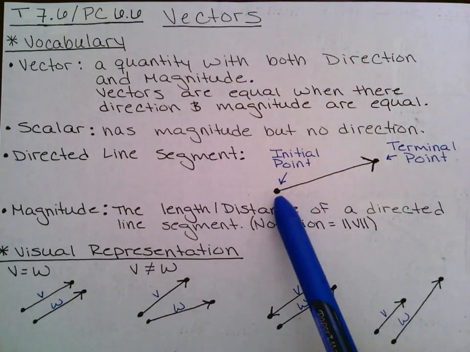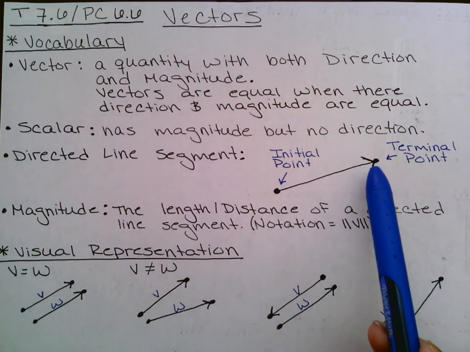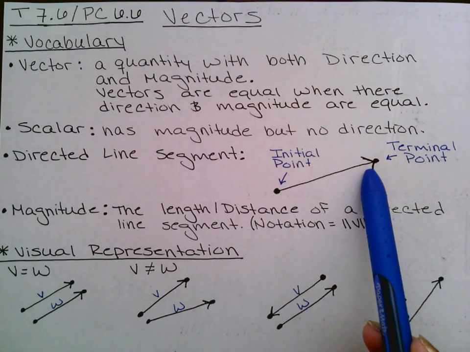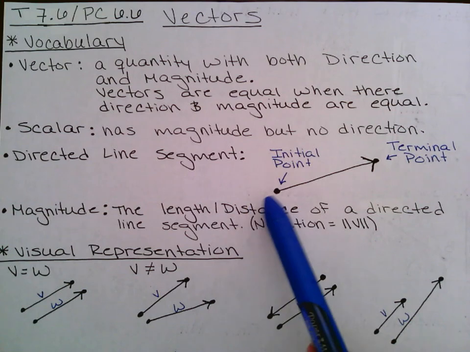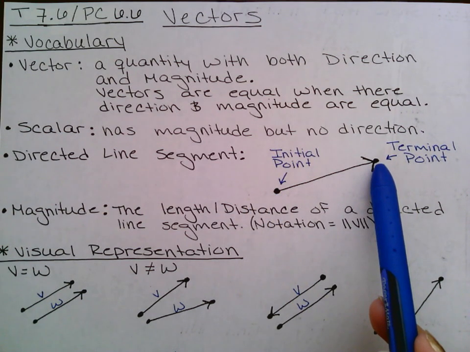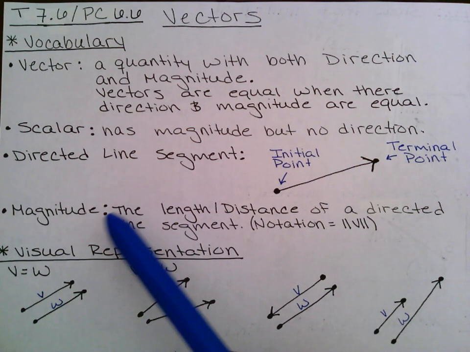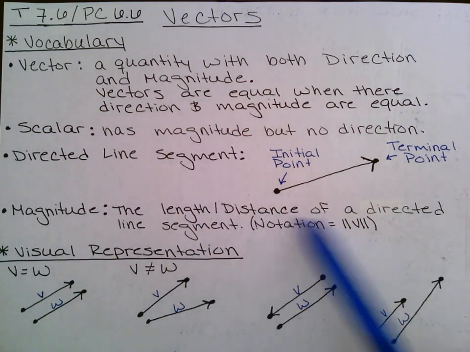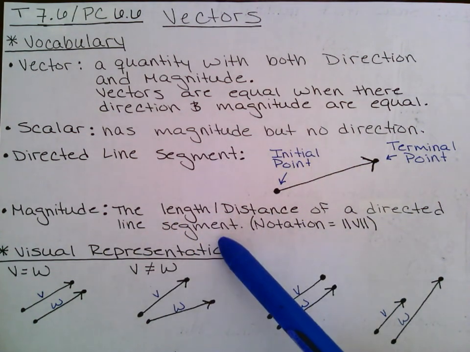We would call the point without the arrow the initial point. And then the point with the arrow is the terminal point, meaning where you're going up to. This would be considered point 1, and this would be considered point 2. So again, we said magnitude is either the length or the distance of a directed line segment. We'll learn how to solve for that in a moment.